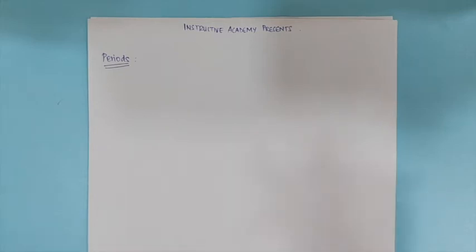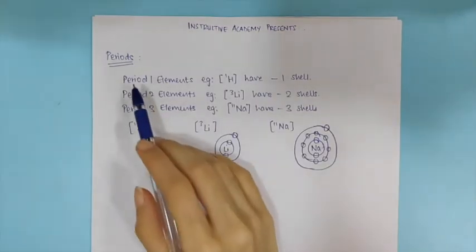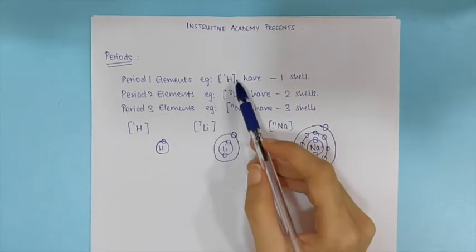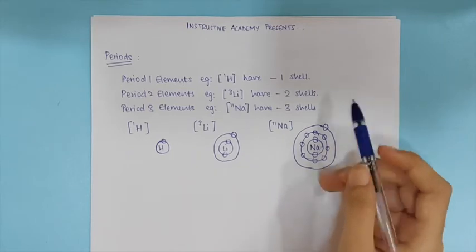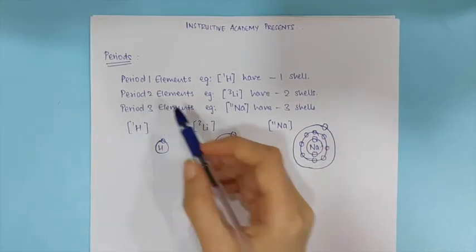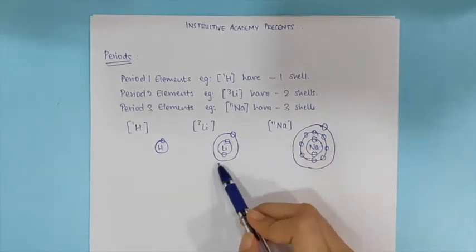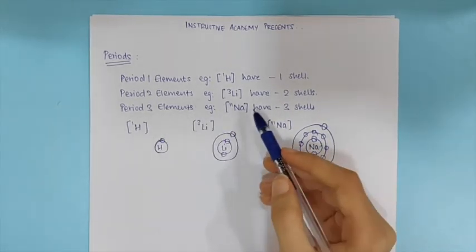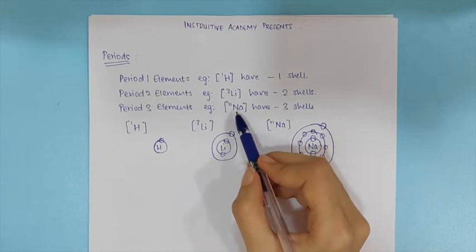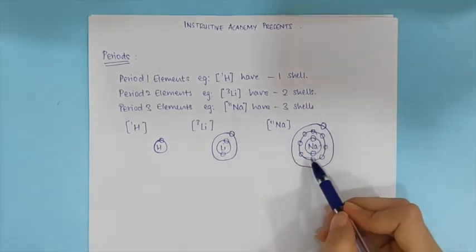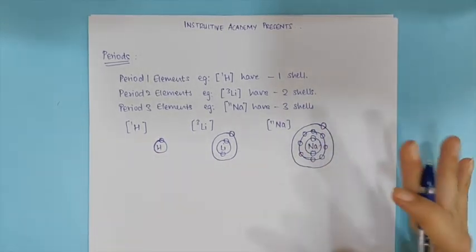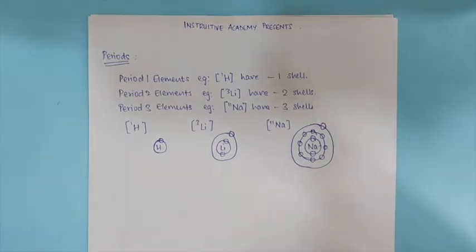So for example, period 1 elements, for example, hydrogen has 1 shell. Period 2 elements, for example, lithium have 2 shells. And period 3 elements, that is, suppose sodium has 3 shells. This is all according to the atomic number. And period 7 will have 7 shells.